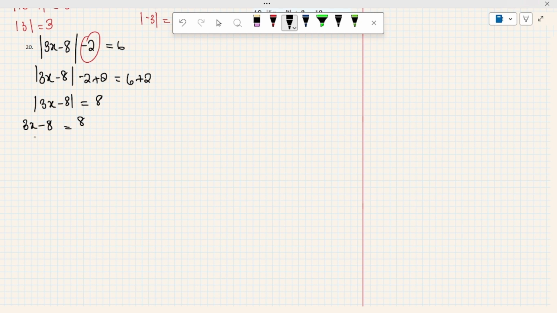So how you solve this is that you say 3x minus 8 plus 8 is equal to 8 plus 8, right? So 3x minus 8 plus 8 is 0, so it's 3x is equal to 8 plus 8, which is 16. Then you divide by 3, and you're going to get your value of x as 16 over 3, the first value of x, right?